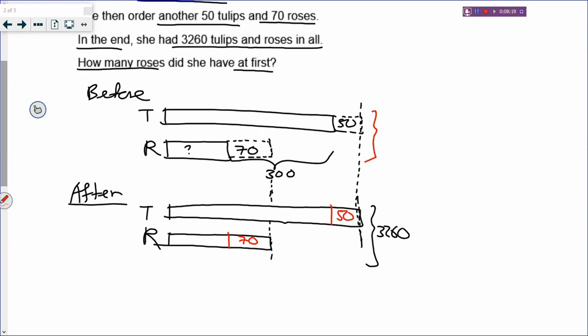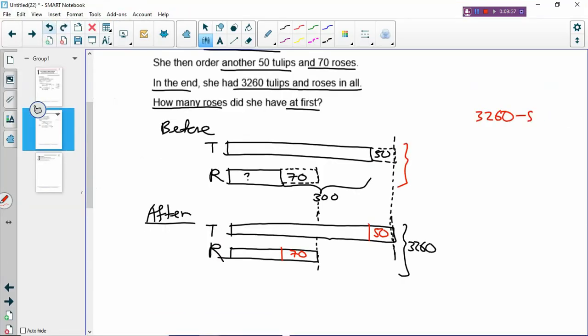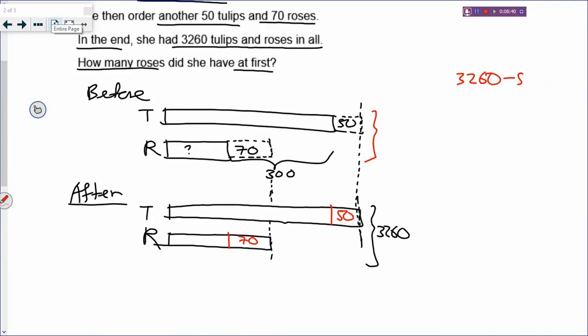You work backwards. You take the total in the end, which is 3,260, and you put back, or you throw back the 50 tulips. So you minus 50, and you also throw back the 70 roses. Alright, 70, and that will give you the total at first. Okay, so you minus 50, and you also minus 70. And what's the total? Okay, so 3260 minus 50 minus 70. The total at first is 3140. Okay, so let's put down here 3140.